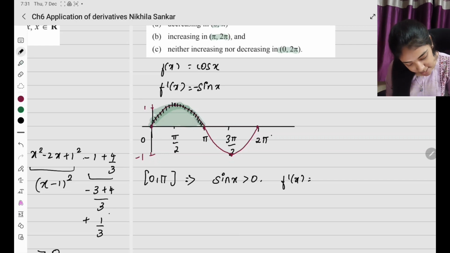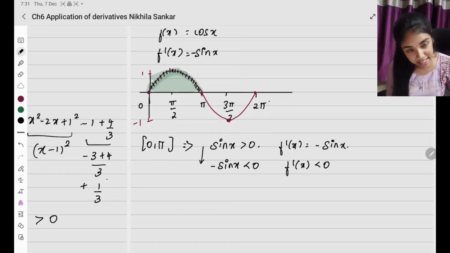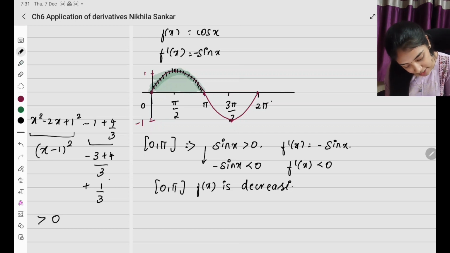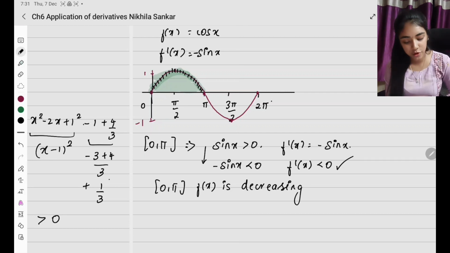So sin x is greater than 0, but what is my f dash of x? F dash of x is going to be minus sin x. If sin x is greater than 0 and I multiply by minus, I have minus sin x is less than 0. So I have f dash of x is less than 0, which means from 0 to pi, f of x is decreasing. Since the derivative is less than 0, it is going to be decreasing.